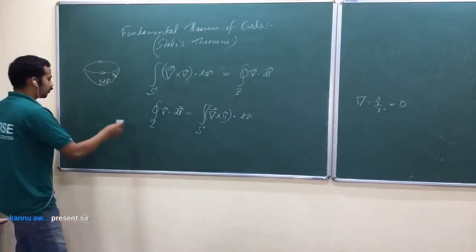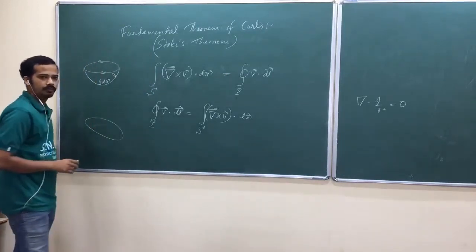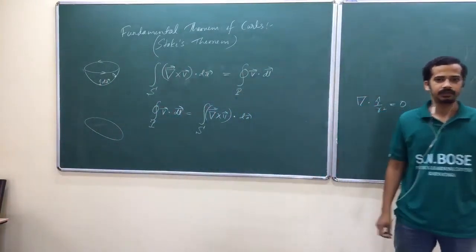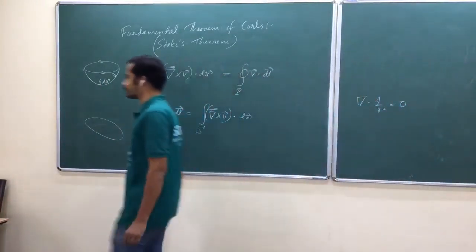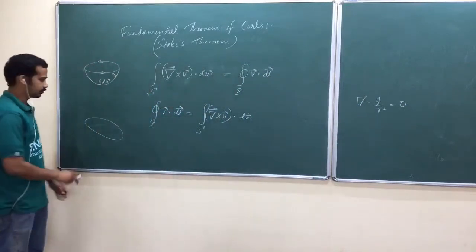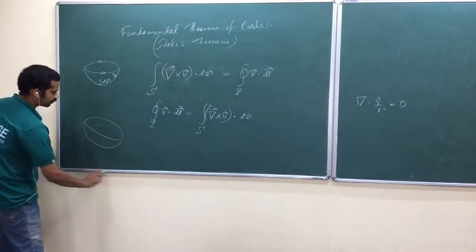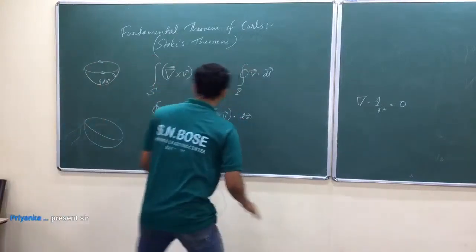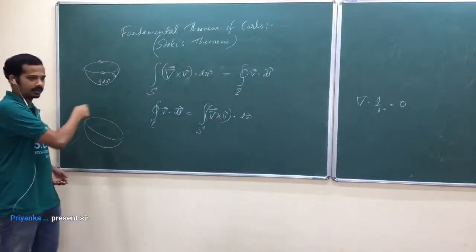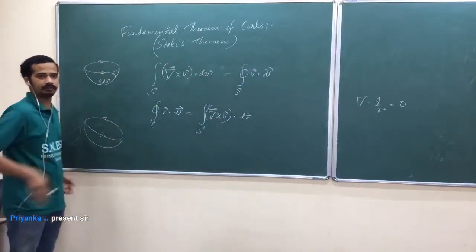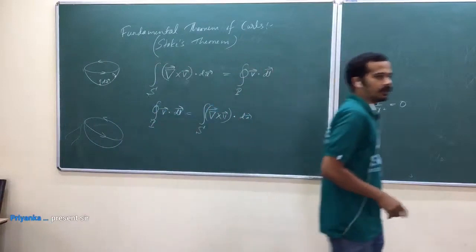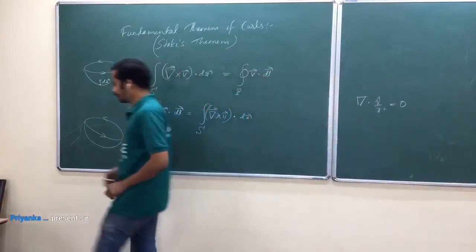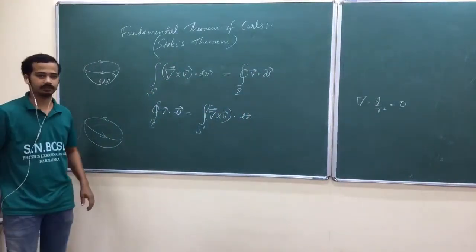Now for a given closed path, there are infinitely many surfaces, isn't it? You can have infinitely many surfaces for a given closed path, am I right? Your hemispherical bowl, or pot shaped, or balloon shaped, whatever, or the plane itself. Suppose it is a circular loop, the plane itself is also a surface, am I right? So for a given closed path in a space, you can have infinitely many surfaces.